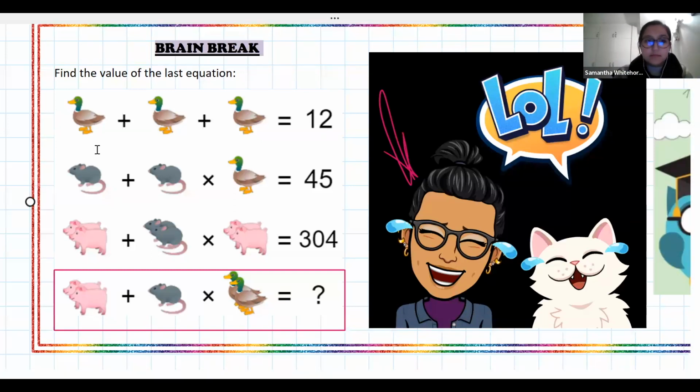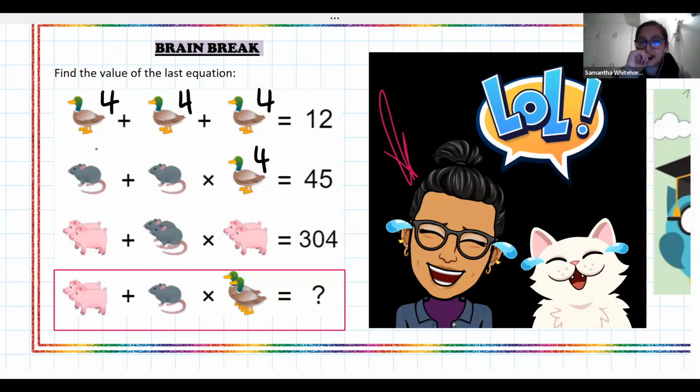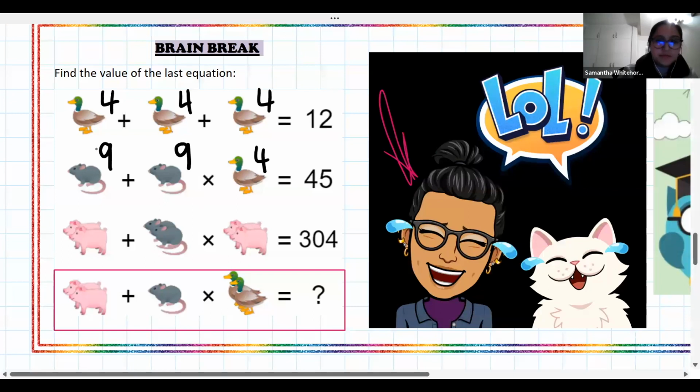For the second one, I just kept juggling around numbers. I knew 4 plus 4 times 3 equals 12, so I just said 4 plus 4 plus 4. For the second one, I put the 4 down where the duck was. Then I started from 7 and put it in my calculator. I said 7 plus 7 times 4 until I got to 9. I said 9 plus 9 times 4, which gave me 45. Since I saw there were 2 rats, I said 9 plus 9 equals 18, which I knew.